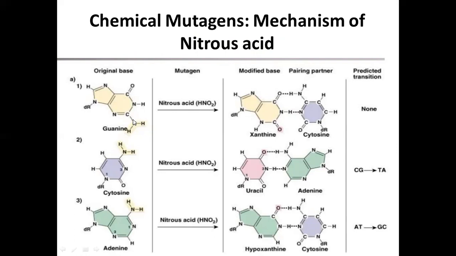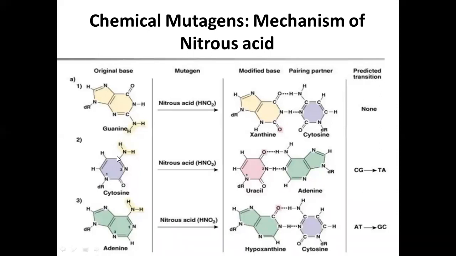This is the mechanism of nitrous acid. We have guanine, cytosine, and adenine, and it is going to change the amino group into a keto group. In this case we have guanine, and through the mutagen nitrous acid, this guanine is converted into xanthine. Remember, this NH2 is the amino group, and it has been converted to a keto group, which is xanthine.